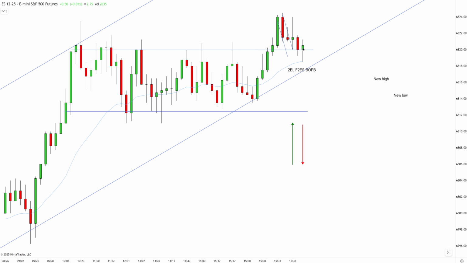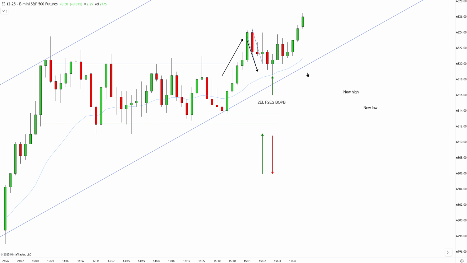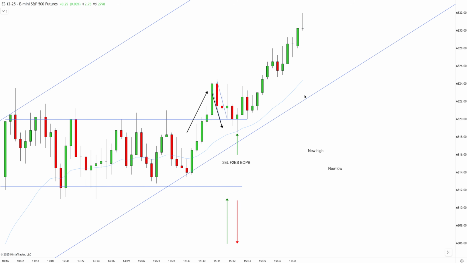Mainly this is a second entry long, but more importantly, this is a breakout pullback of the scale that acted as resistance. Now it's acting as support. This is a great high probability setup to start the day with. Breakout, pullback, and the market continues to go higher. The trend is still bullish.